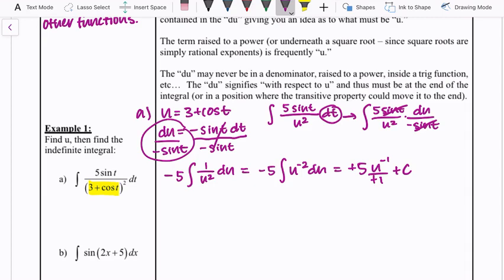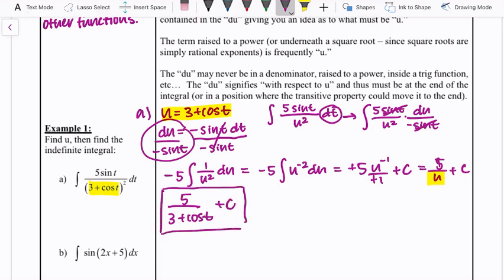All right, so let's clean this up a little bit. Those negatives are going to undo each other, so that's really going to be 5 over u plus c. Okay, I have everything good to go, so now let's take what our u was originally and substitute it back in. So we'll have 5 over 3 plus cosine t plus c. Boom, there we go. There's our antiderivative.